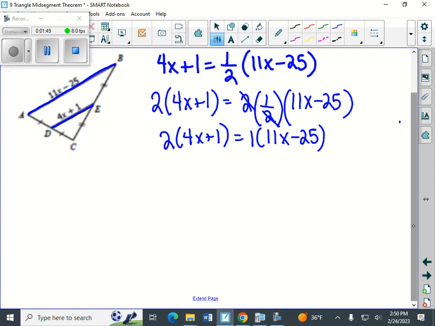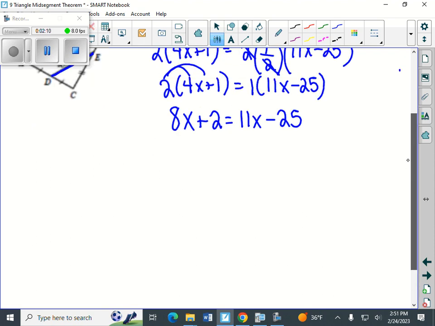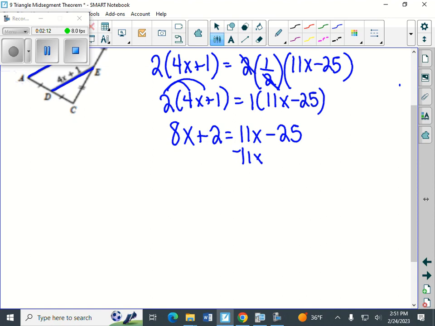And then we can use the distributive property to solve. So 2 times 4x is 8x. 2 times 1 is 2. And over here, 1 times 11x is 11x. 1 times 25 is 25. And again, solve it the way your Algebra 1 teacher taught you. I'm going to move my letter to the left, so we can subtract 11x from both sides. And we get negative 3x plus 2 equals negative 25.